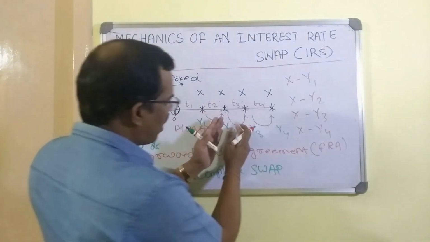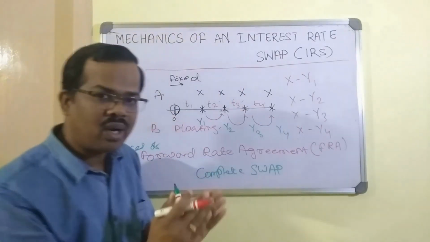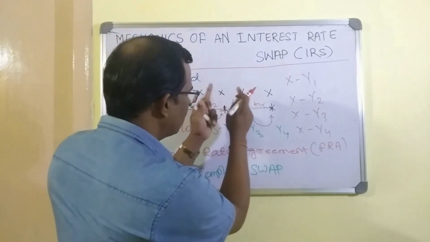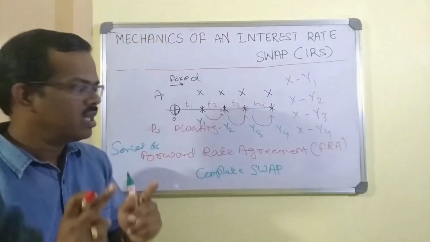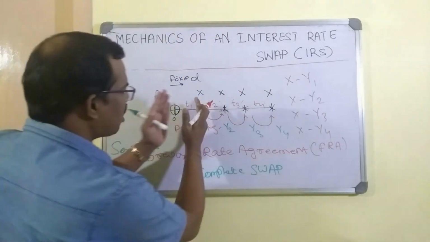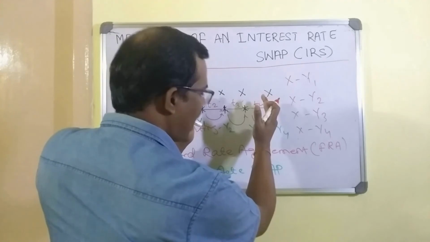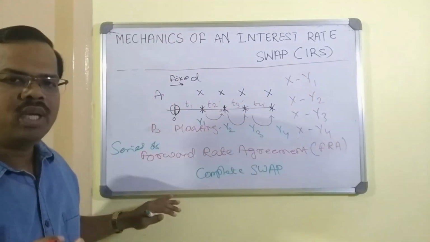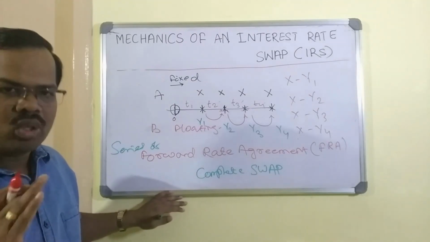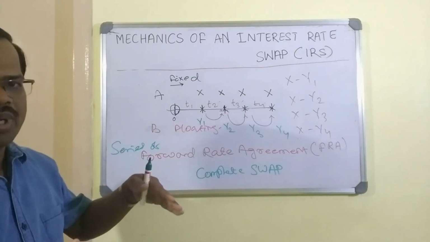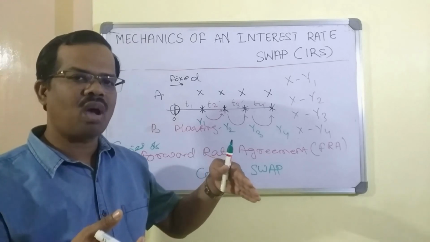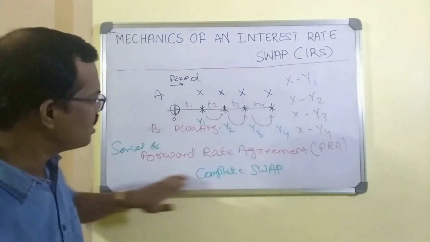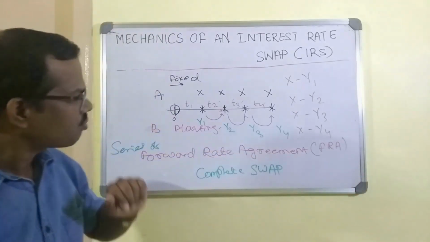And these values of Y can only be determined if you know the interest rate that will be applicable at the time of T2, T3 and T4. And this is nothing but a series of forward rate agreements combined together to give a swap. Hopefully you have understood both the methods, how a swap is treated as a combination of a floating rate bond and a fixed rate bond, and as a series of forward rate agreements.